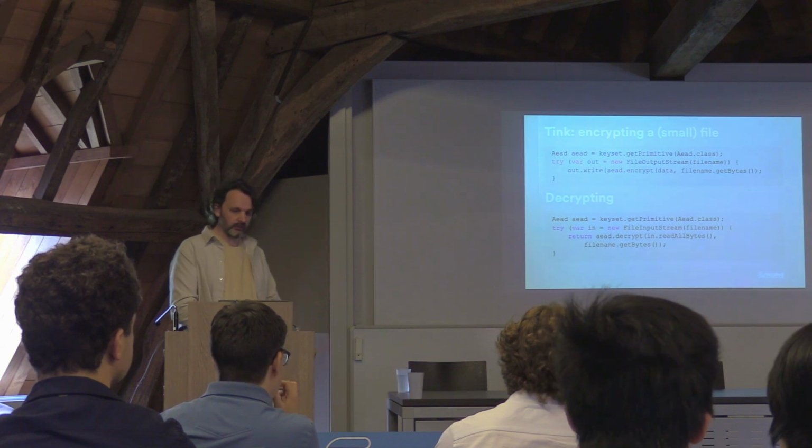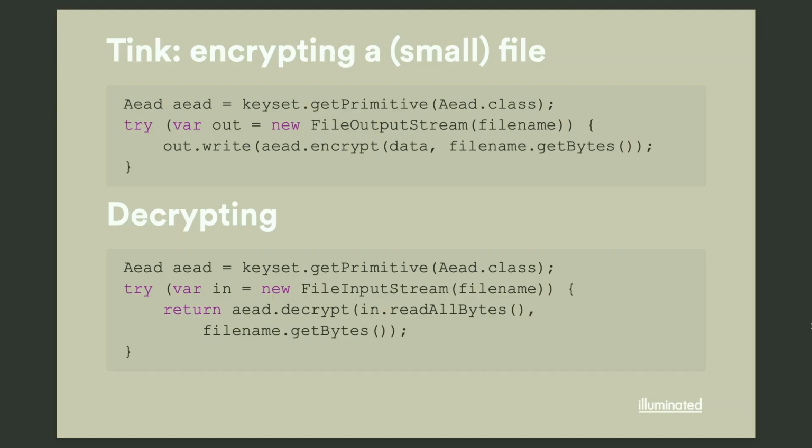So this is the equivalent code for encrypting and decrypting a small file in Tink. As you can see, I can fit both of the code samples on one slide now, so it's obviously a lot smaller. But there's a lot of details that I don't have to worry about here. So the whole notion of an IV doesn't appear in this code at all. I don't even need to know that that exists as a thing.